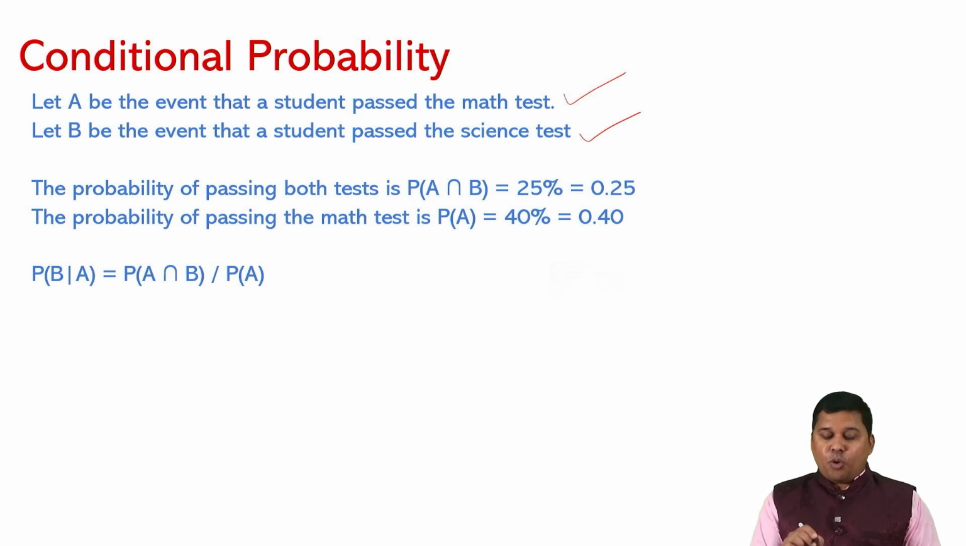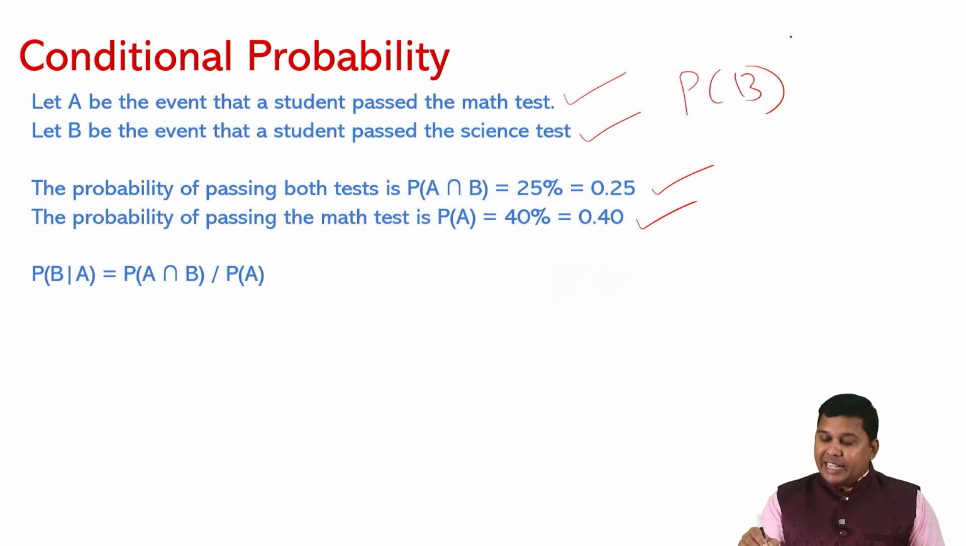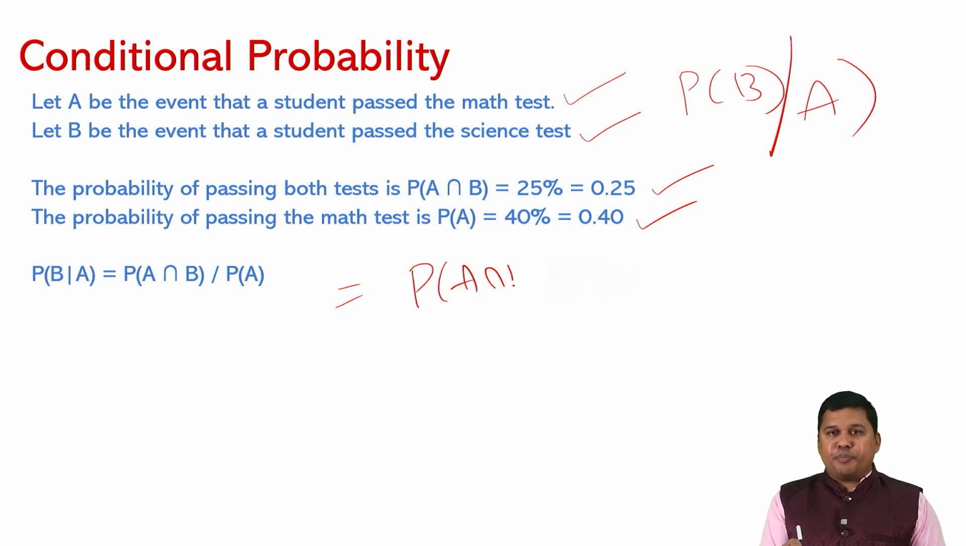Probability of passing both tests, A intersection B, is 0.25. Probability of passing only test A, that is the math test, is 0.40. So, by using the conditional probability concept, we know P of B given A. I am trying to find out P of B given that he has already passed the math.